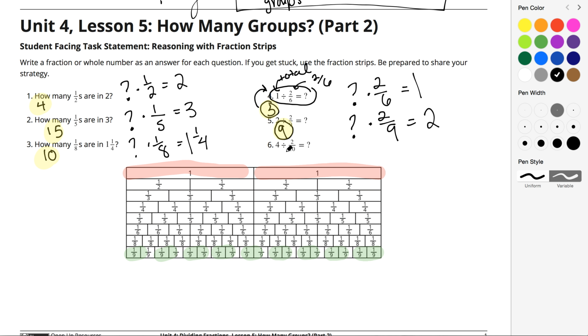Okay, and my last one here is 4 divided by 2/10. Well, that's the same as how many groups the size of 2/10 equals 4.